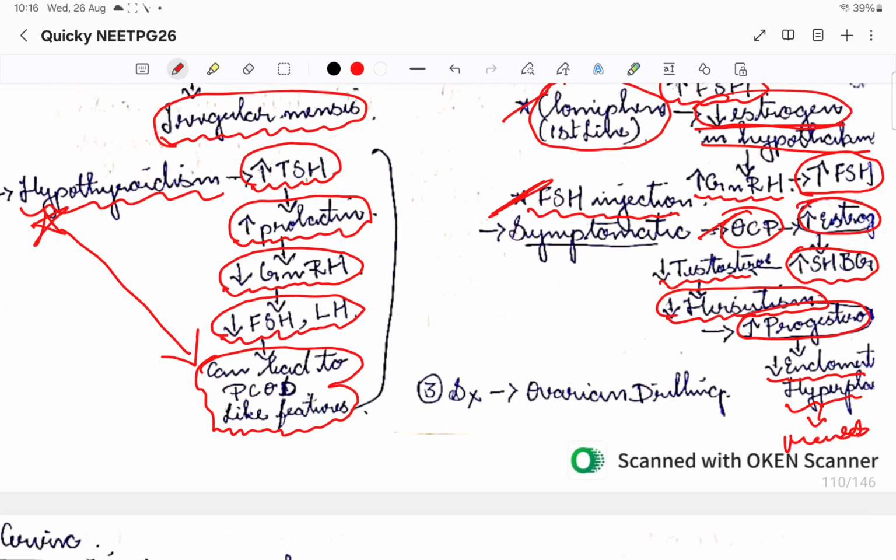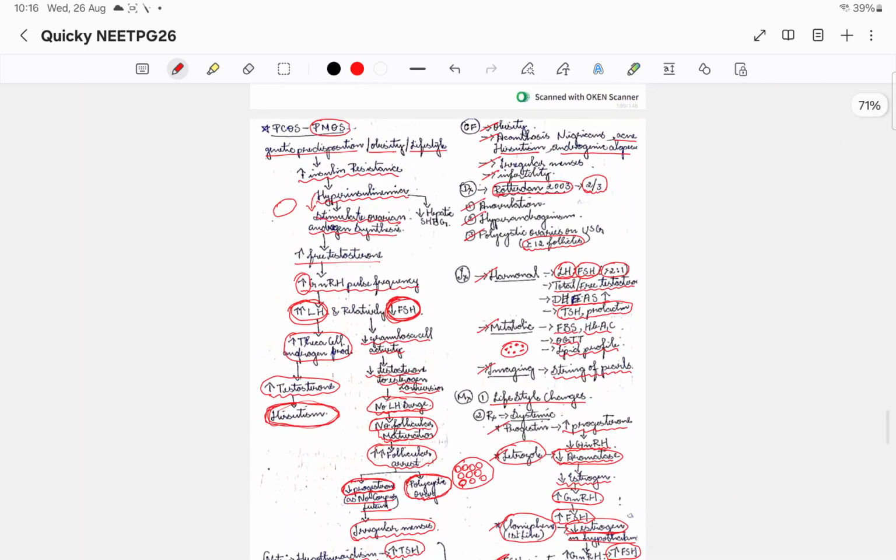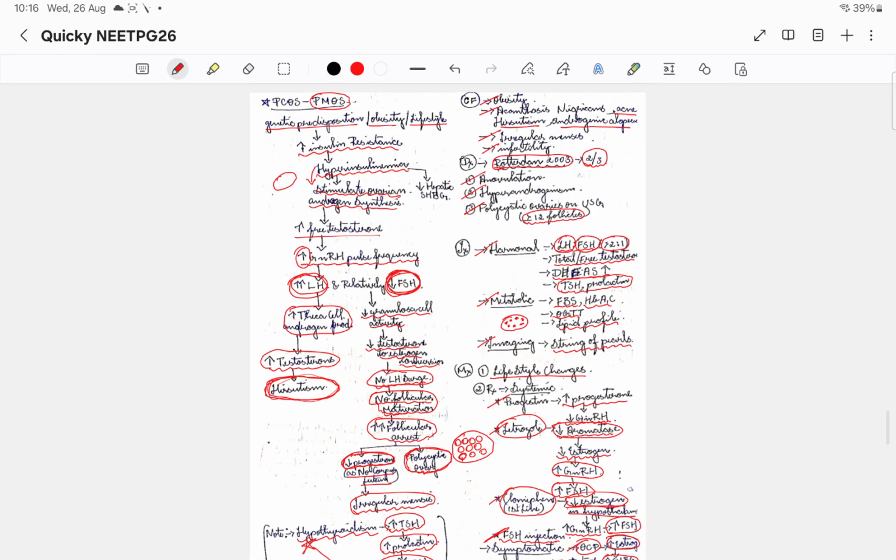Okay. So if this doesn't work, then there is a surgical approach called ovarian drilling. Ovarian drilling can be done. Here 2 to 3 follicles will be identified and we will drill on the ovaries. So this is the surgical approach for PMOS. Okay, so this is all and everything you need to know with respect to PMOS.